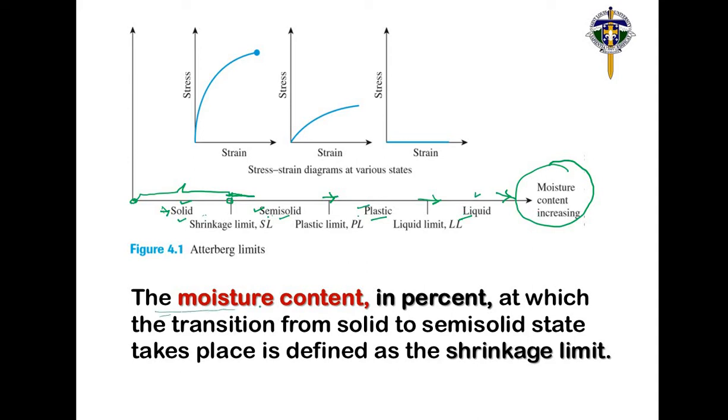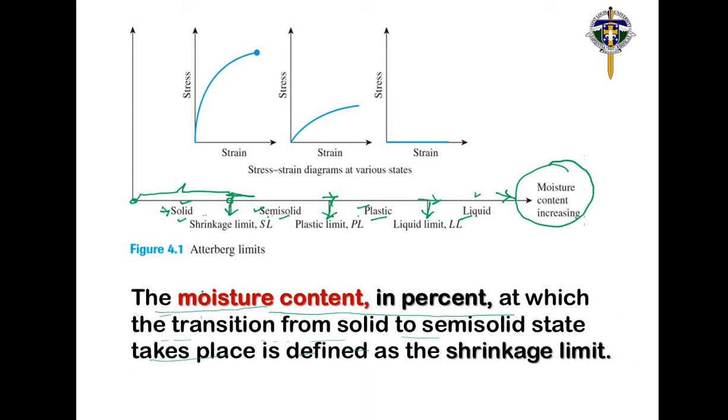The moisture content in percent at which the transition from the solid to semi-solid state takes place is defined as the shrinkage limit. So we have here the four states: the solid, the semi-solid, the plastic, and the liquid. And in every transition, you call these the limits. So these are the transition points, or the limits.